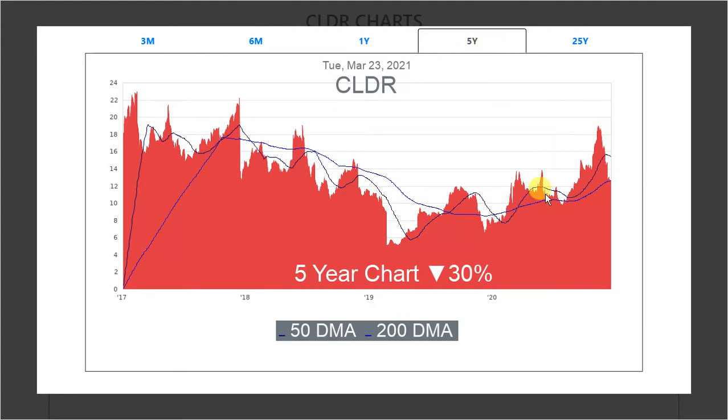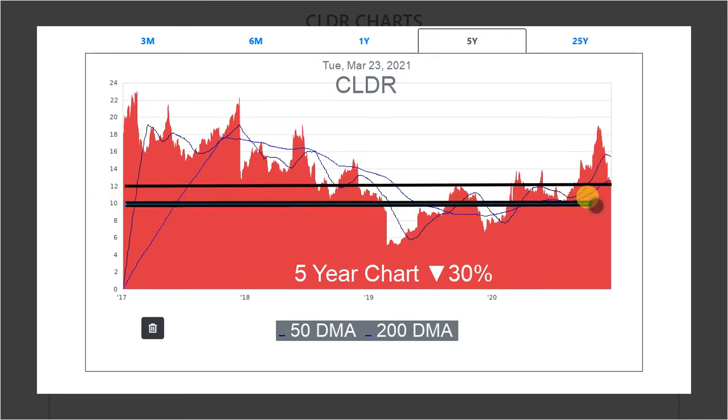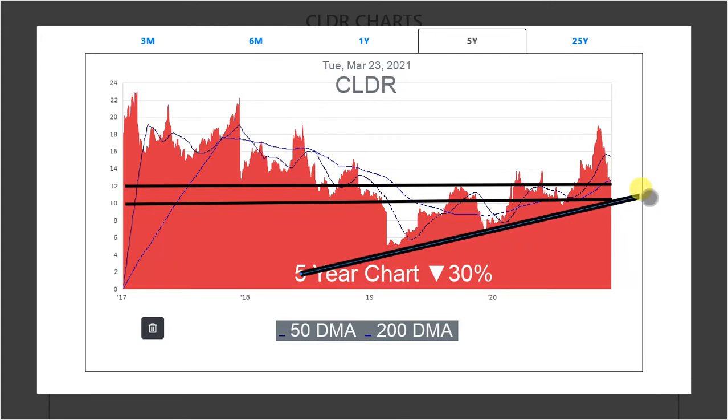So this is a 5-year chart. On the 5-year chart, I'm going to draw a couple of lines first. So this is the $12 level, and this is the $10 level. And then this is the line that I hopefully will draw well for you guys. That gave me an insight that this could drop to $10 a share. So here we go. It's going to be something like that.